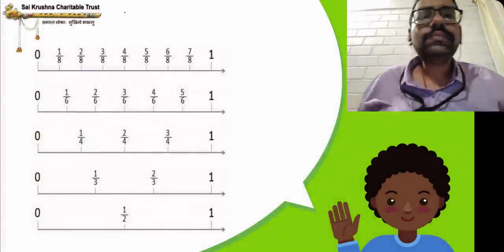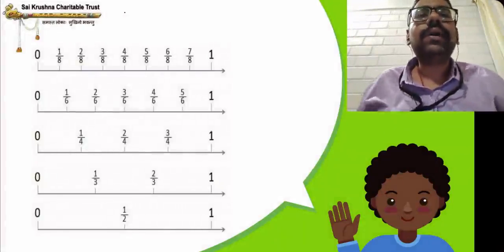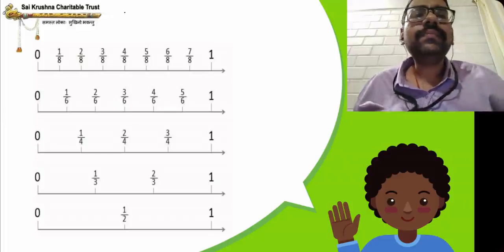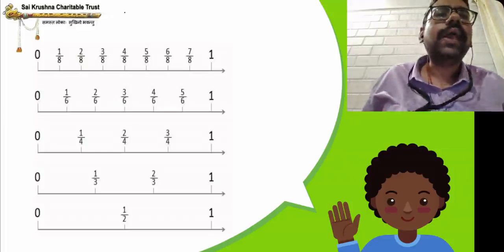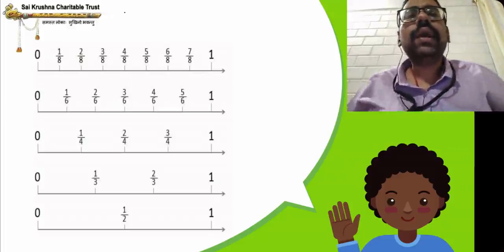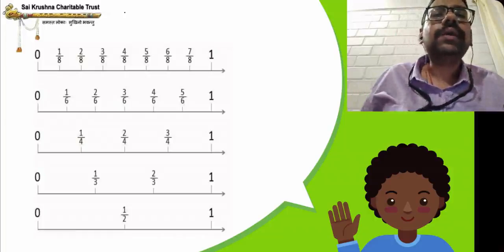Next, suppose you want to plot 1 by 8 on the number line. How will you plot? We'll start with 0, or we can say 0 by 8. 0 by 8 is also 0. So 0 divided by any number is 0. After 0, which number comes? 1. 1 by 8.